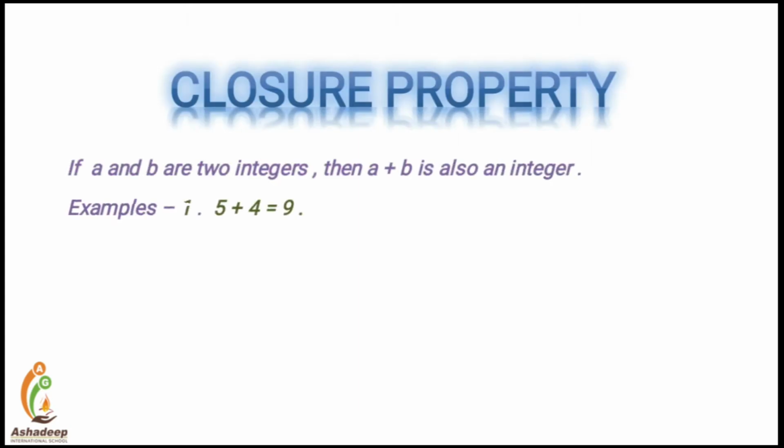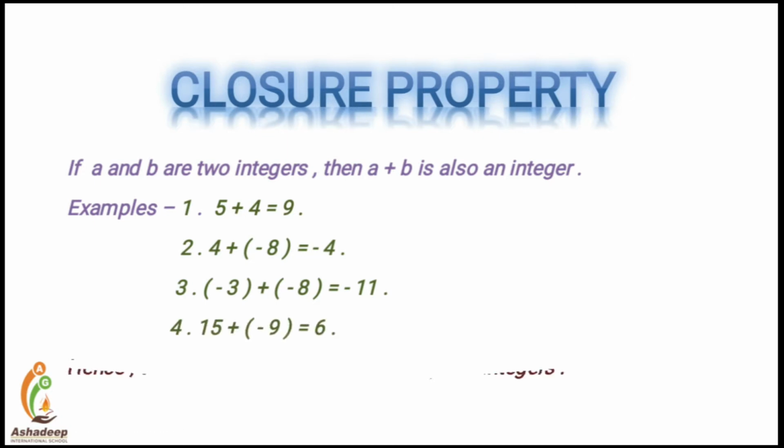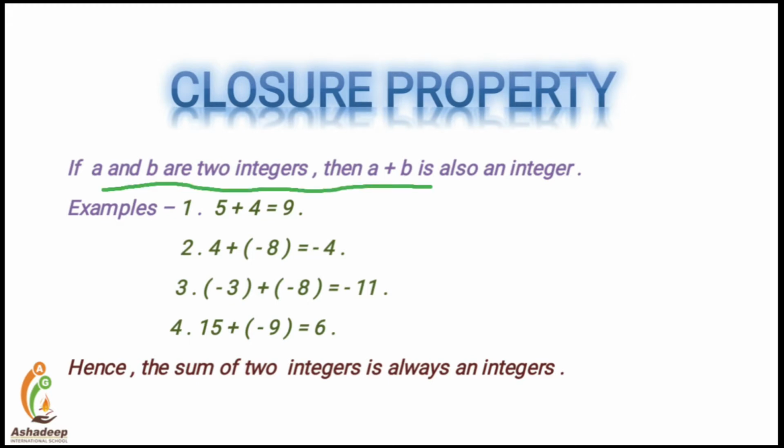First, closure property. In closure property, if a and b are two integers, then a plus b is also an integer. It means if we add two integers, its sum will also be an integer. Let's illustrate with the help of some examples.